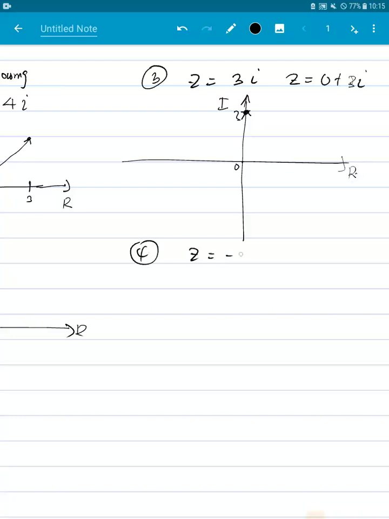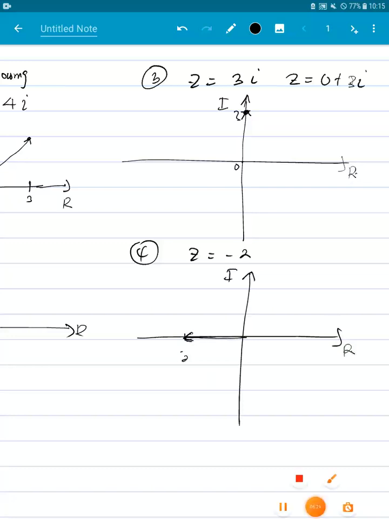Alright, the next one. Z is equal to negative 2. Can you plot this one? Alright, just the same. Imaginary, then real, negative 2 somewhere here. So this is where it is. Let's look at something else.